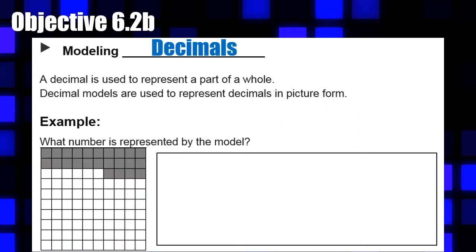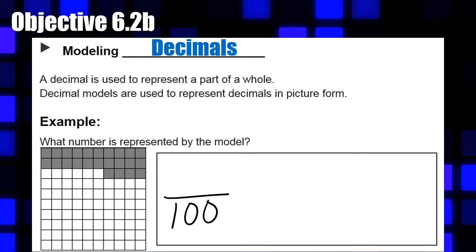So now let's take a look at this question. It says, what number is represented by the model? And so here we have a different type of decimal model. This is a 10 by 10 grid. So we know that there are going to be 100 total parts. So I'm going to start to write this out as a fraction first, and then we're going to talk about what the decimal is. And so let's go ahead and figure out how many parts are shaded in this model here.